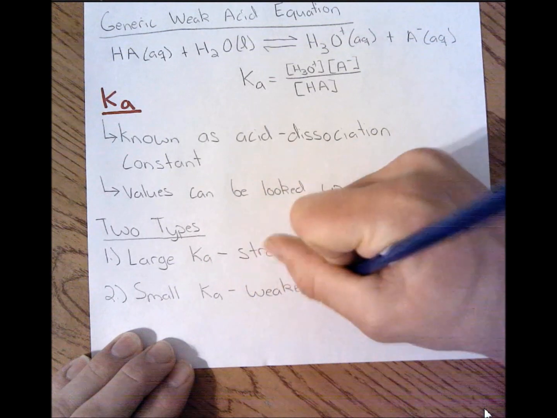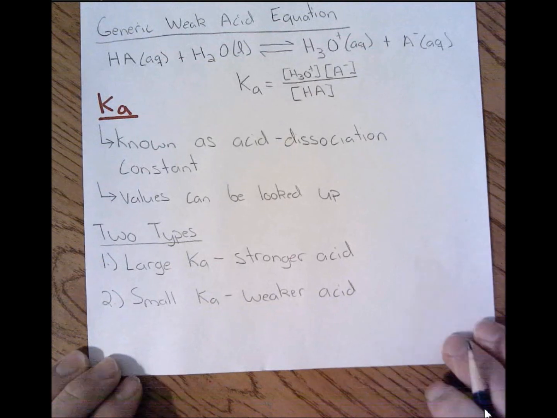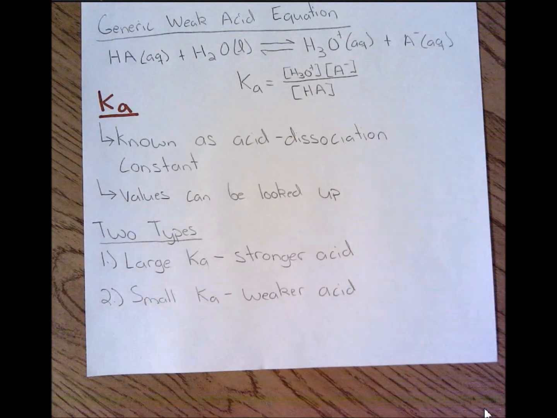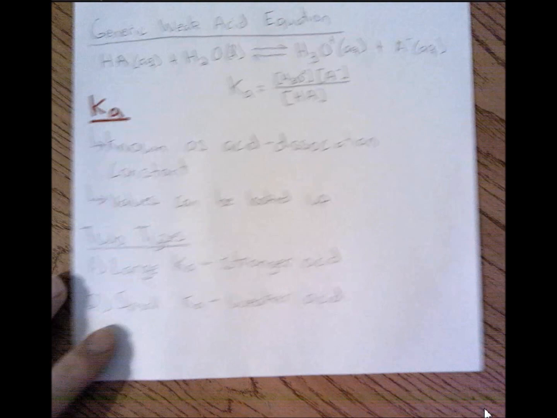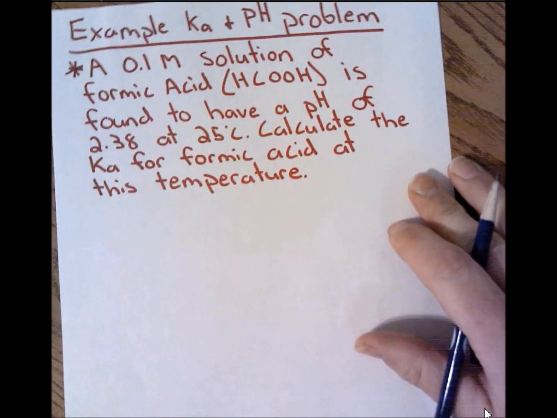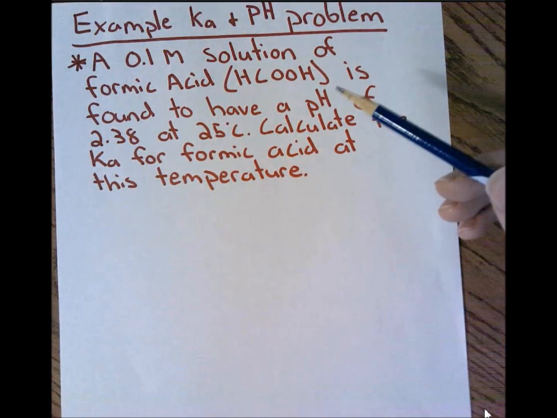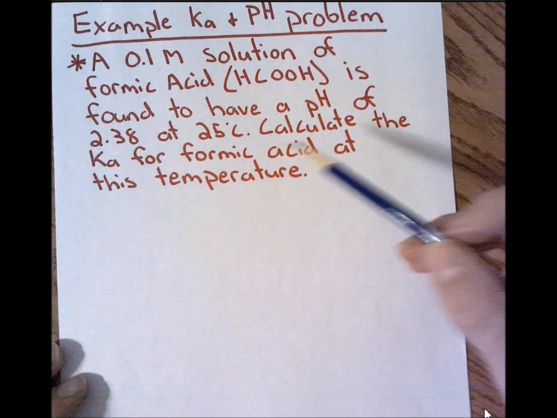Now, that's great that we have a generic understanding of what a weak acid is. Now we need to put our knowledge to the test and be able to do some calculations for our Ka. So we have a weak acid, formic acid, right here. Formic acid is a weak acid, and it's found to have a pH of 2.38 at 25 degrees Celsius. Remember, we have to worry about temperature because we're dealing with K.